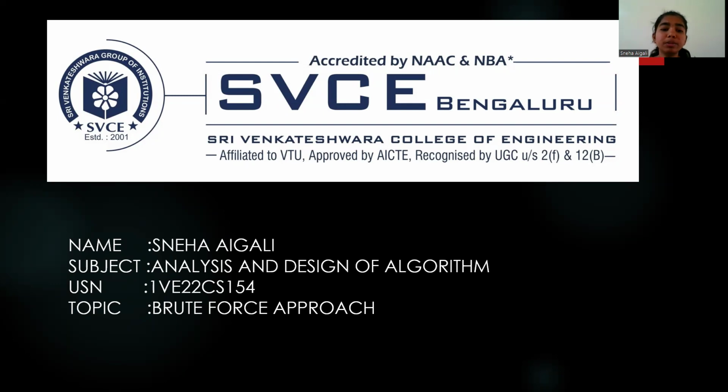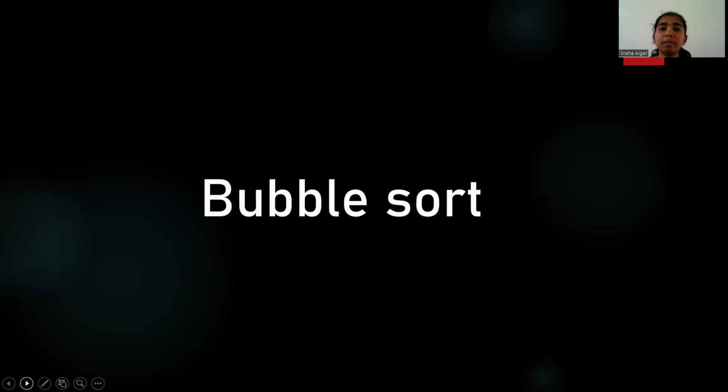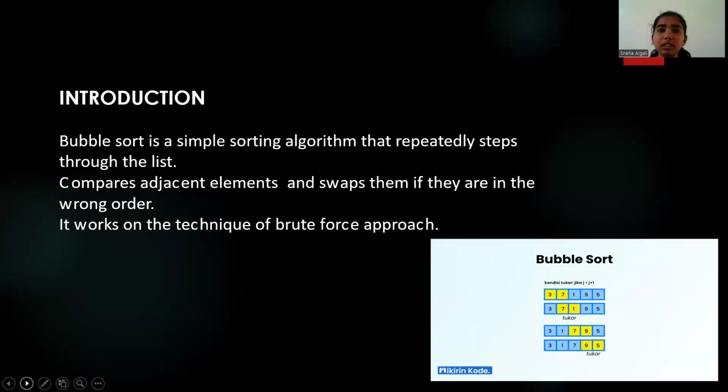Today I am here with the brute force approach, which is one of the topics from Analysis and Design of Algorithms. In this brute force approach, I'll be specially talking about the bubble sort technique. So first, let us see the introduction to the bubble sort technique, what actually bubble sort is.